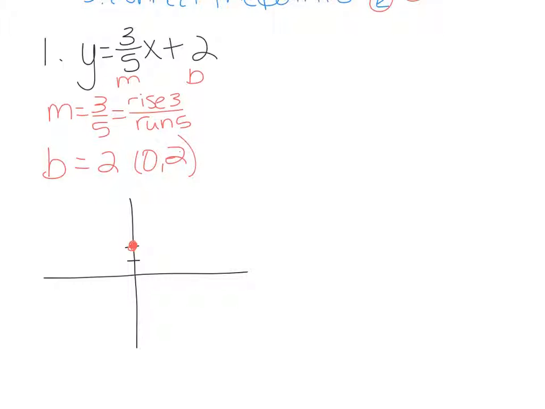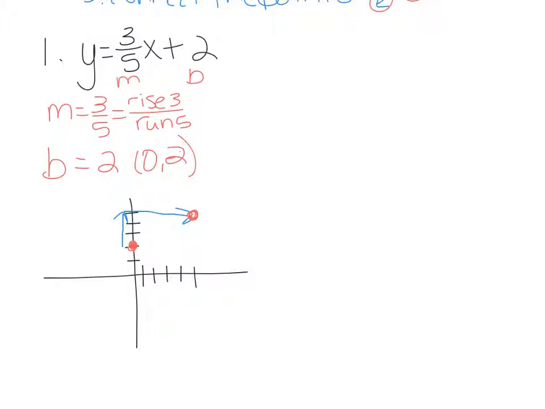Okay, and then I'm going to use my slope to plot my second point. Now this is the very important part: using your slope from your y-intercept. So from this 0, 2, my slope tells me to rise 3 and run 5. Okay, so from my y-intercept, I'm going to rise 3, run 5.